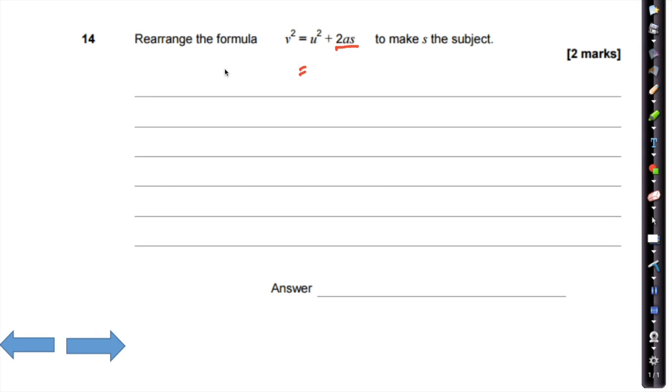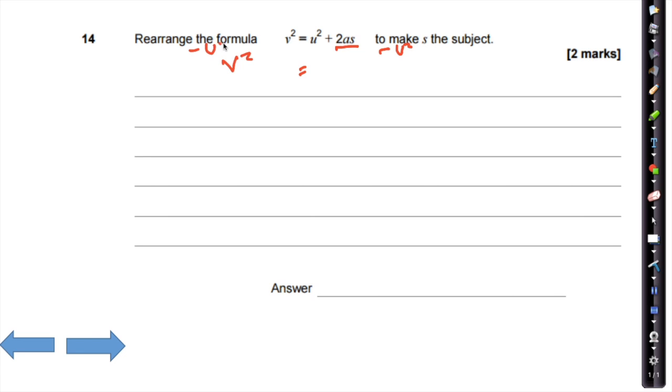So v squared can stay on this side over here, but we need to get rid of u squared, because that's the other term with our 2as, which contains our s. So how are we going to do that? Well, how do we get rid of u squared, i.e. make it into 0? We're going to subtract u squared.